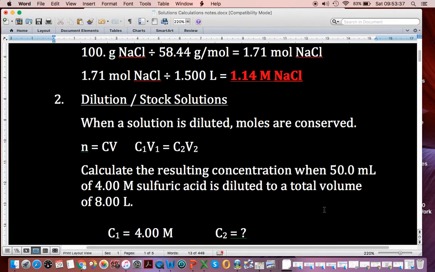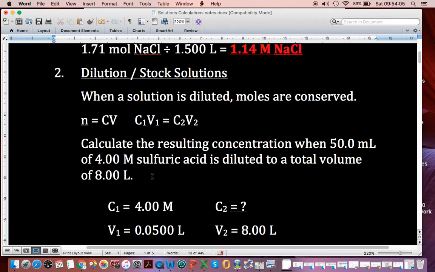Door number 2, dilution stock solutions. We did a sheet on that, and so we remember n equals C times V, so number of moles equals concentration times volume. Volume has to be in liters. And in dilution questions, moles are conserved. That means the moles of solute you start with will equal the moles you finish with, and that's why we can say C1V1 equals C2V2. So, getting in the habit, you read the question. The main trick is to make sure you get the correct concentration with its appropriate volume. If you do that, the questions are a breeze.